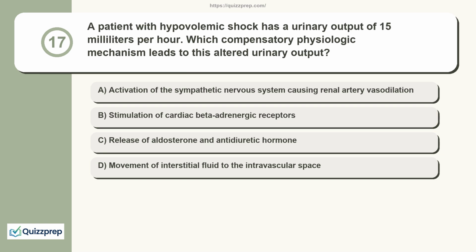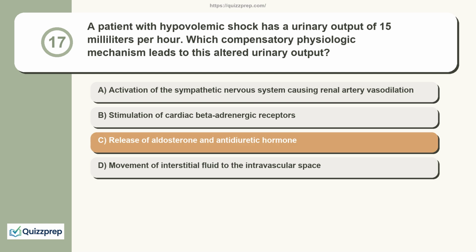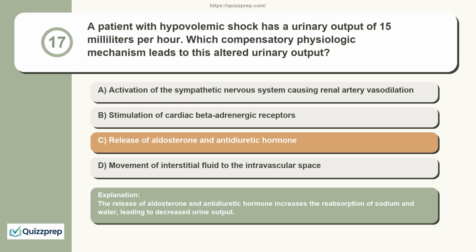Question 17. A patient with hypovolemic shock has a urinary output of 15 milliliters per hour. Which compensatory physiologic mechanism leads to this altered urinary output? Activation of the sympathetic nervous system causing renal artery vasodilation. Stimulation of cardiac beta-adrenergic receptors. Release of aldosterone and antidiuretic hormone. Movement of interstitial fluid to the intravascular space. The release of aldosterone and antidiuretic hormone increases the reabsorption of sodium and water, leading to decreased urine output.